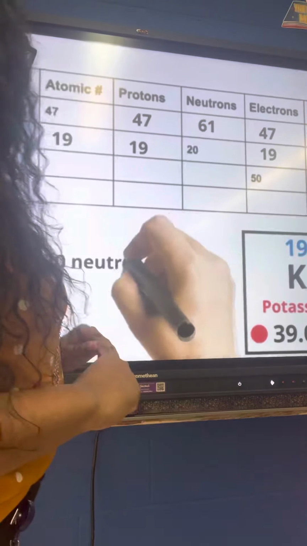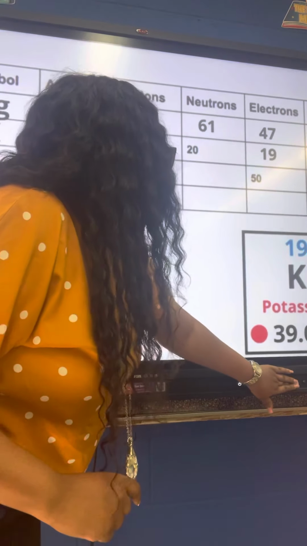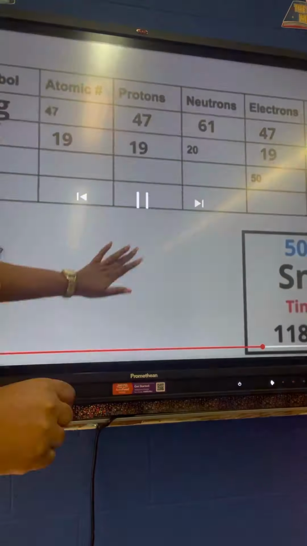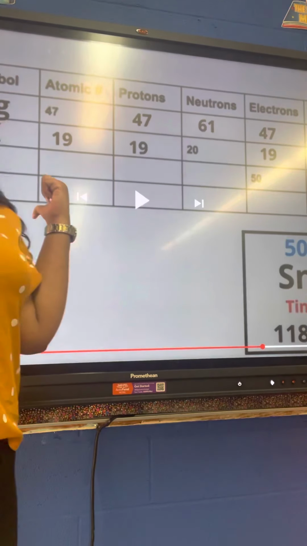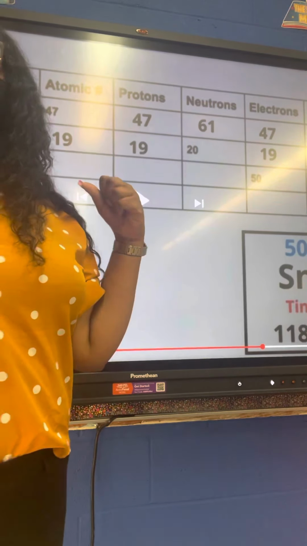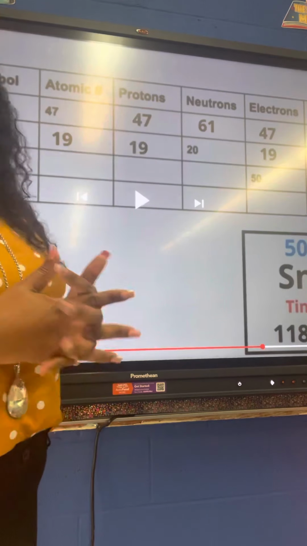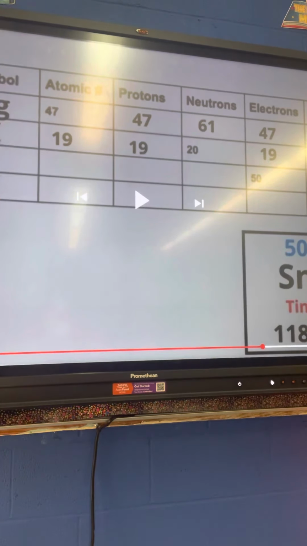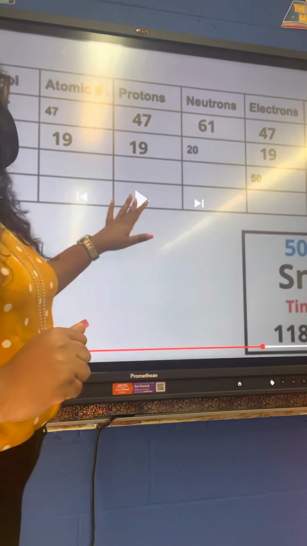Minus 19, which is the number of protons, gives you 20 neutrons. Next, let's look at tin. So based off of what we calculated on the board, was our number of neutrons correct? Yes, ma'am.